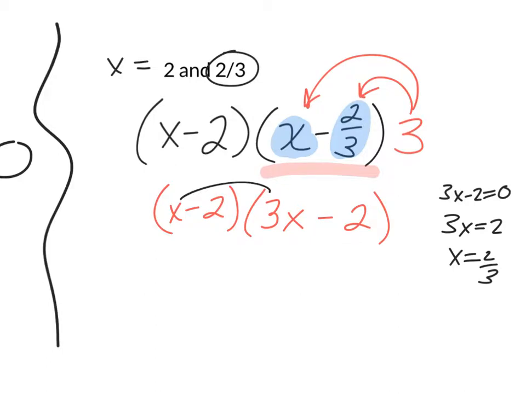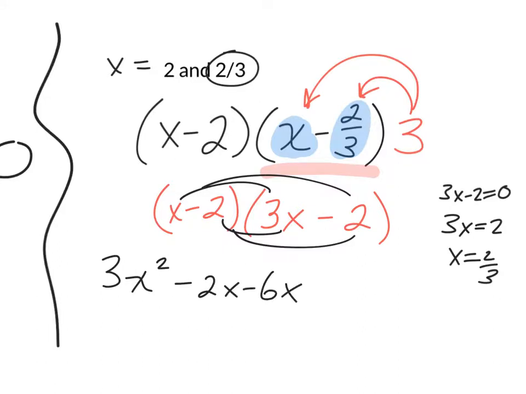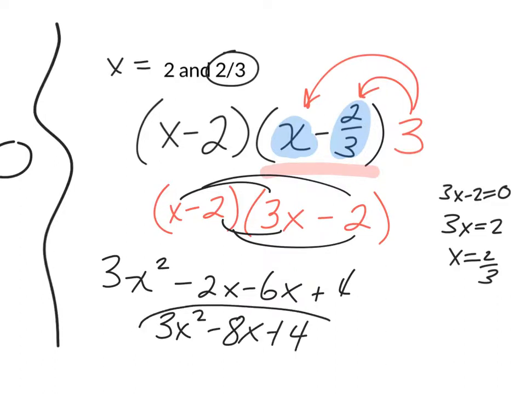My last step here, I'm going to distribute in. I'm going to get 3x squared minus 2x minus 6x plus 4. And finally, I'm going to simplify the middle two terms, combine them to get 3x squared minus 8x plus 4. This is our fully simplified form. Again, my exponents go from greatest to least, and all my coefficients are whole numbers or integers.